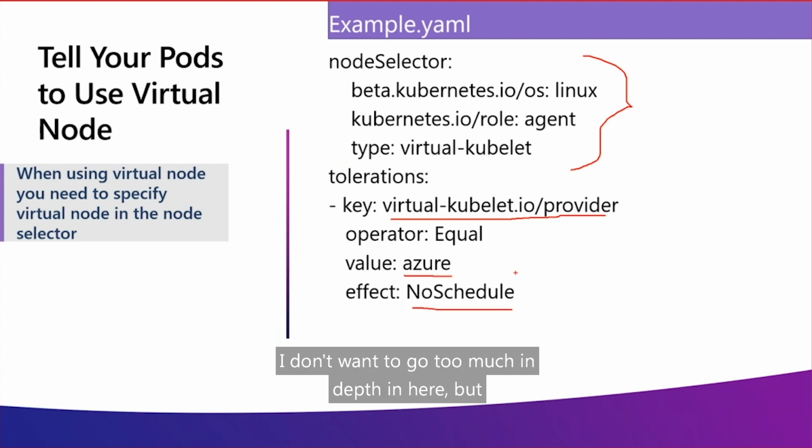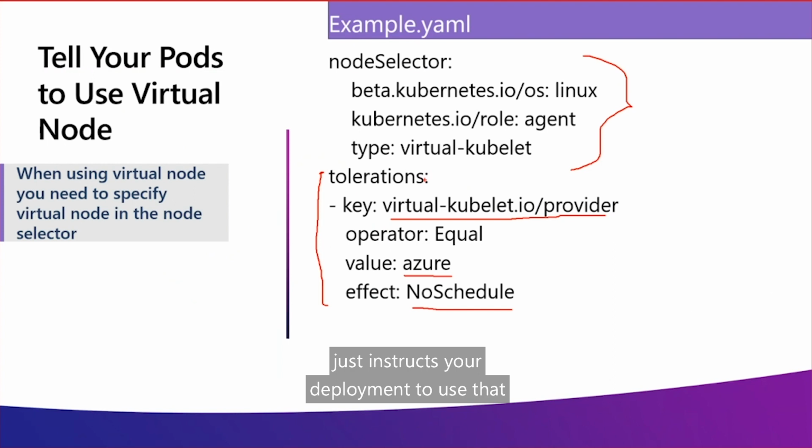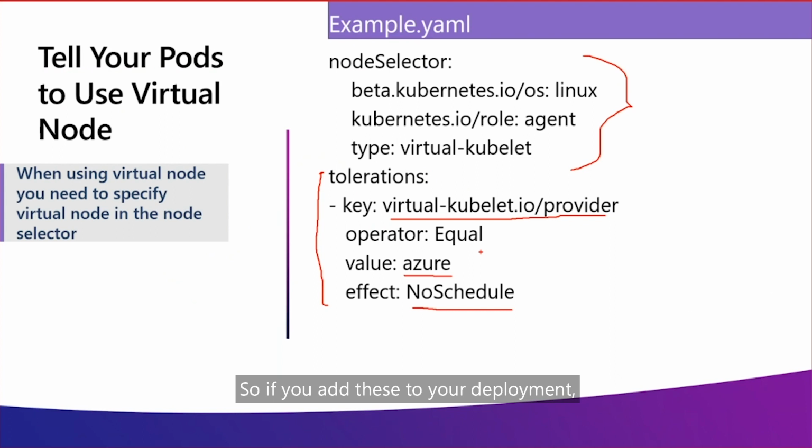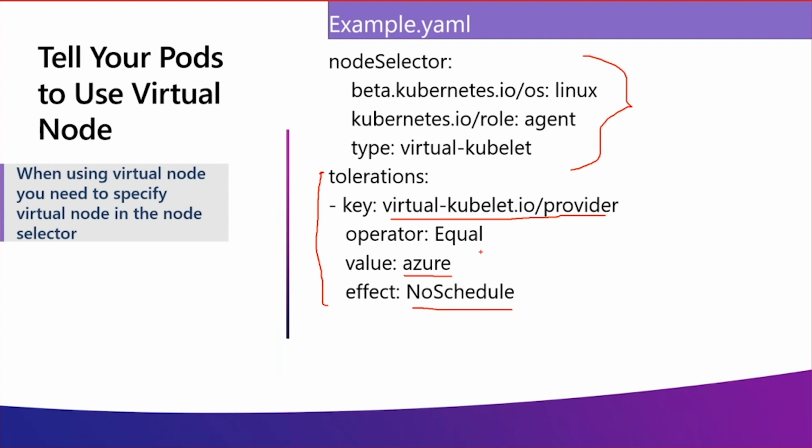Again, I don't want to go too much in depth here, but the virtual nodes are created with this no-schedule virtual-kubelet.io/provider toleration. And this part here just instructs your deployment to use that toleration as deployment target. So if you add this to your deployment, you'll be sure that your pods can be scheduled to the virtual node.